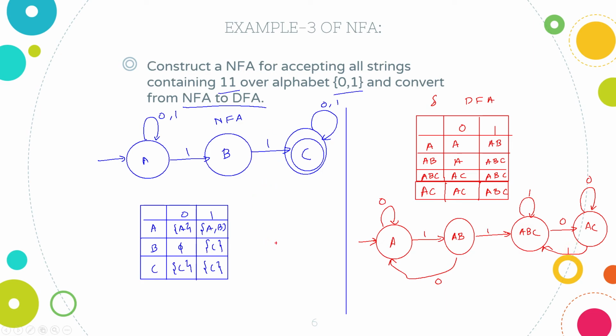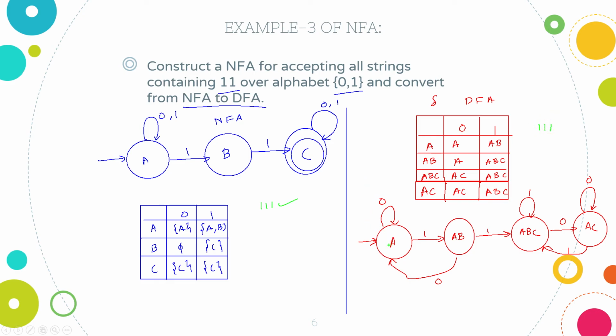Now let's try to pass a string over here. Let's pass a string like 1, 1, 1. So you are in state A, you get a 1, you can either stay in A or you can go to B. Let's suppose you go to B, you get another 1, you go to state C, and you get another 1, you are still in state C. Are you in a final state? Yes. So this string is accepted in this NFA. What about this DFA? 1, 1, 1.